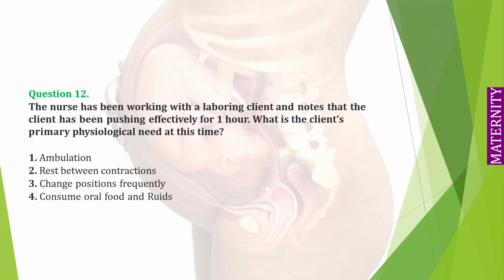Question 12. The nurse has been working with a laboring client and notes that the client has been pushing effectively for 1 hour. What is the client's primary physiological need at this time? 1. Ambulation. 2. Rest between contractions. 3. Change positions frequently. 4. Consume oral food and fluids.